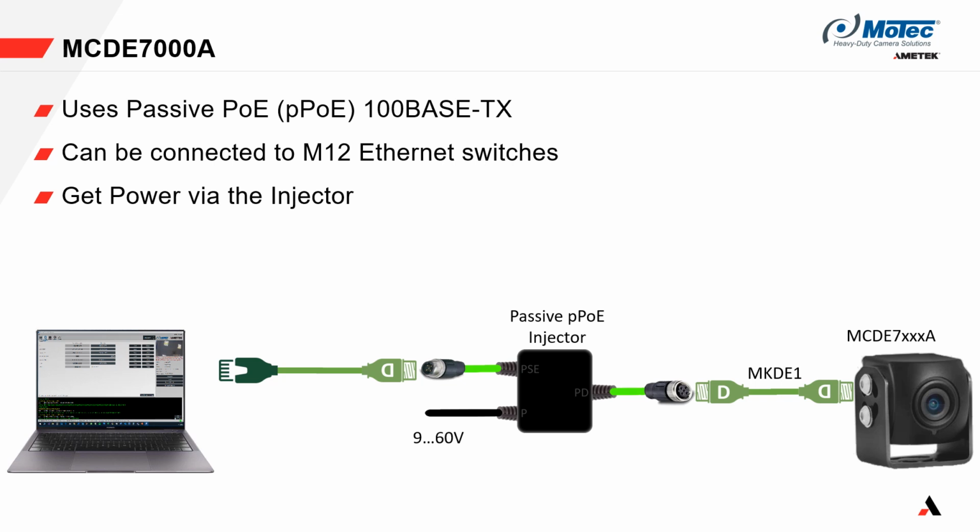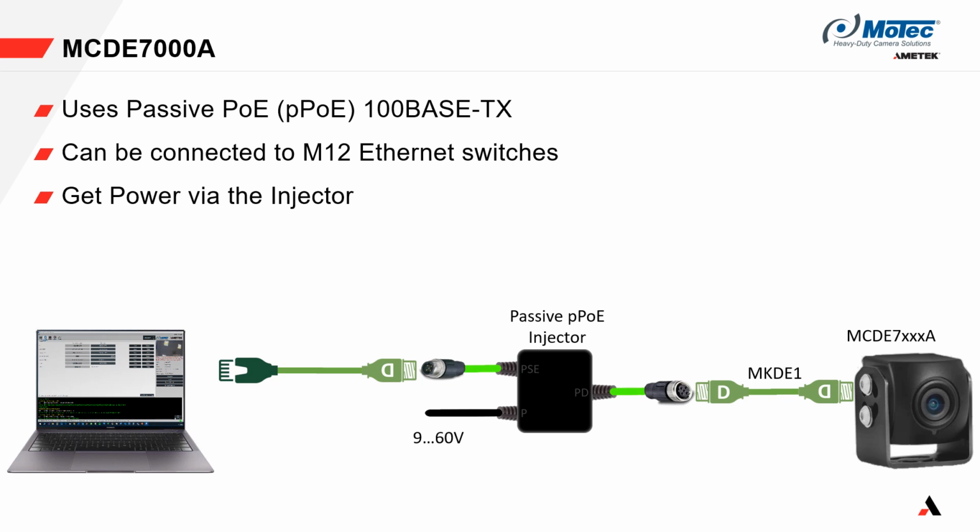Let's dive right into the different versions available of the MCDx7000A camera series. A very common choice is the MCDe7000A. It uses a passive PoE injector that allows it to be installed easily into most applications. It requires an injector that puts power on the data lines along with the data itself, which the camera then separates and uses to run and stream.